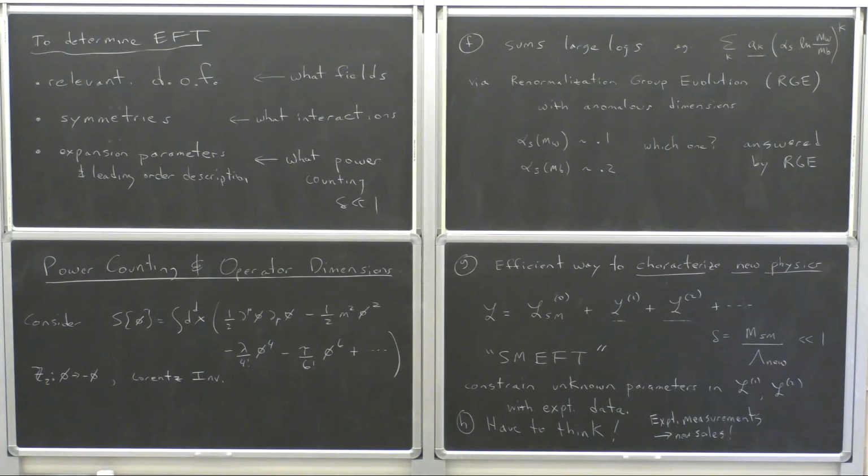Now, I claim that I've included all the terms that I need to include up to phi^6. But if you think about it for a minute, maybe you could think about something I left out that's dimension 6. Can someone think of an operator that's dimension 6 that I left out?